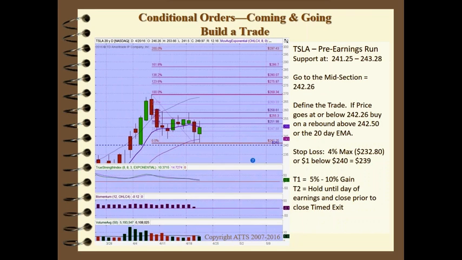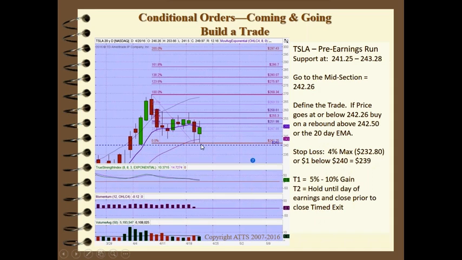So then I went to the midsection, halfway between those two support levels. I said, if prices get to that 242.26, I will buy on a rebound, bouncing back up above 242.50 or the 20-day moving average, which is the 20-day moving average right there. And for the guys online, I'm talking about this line right there, the 20-day moving average. What I have going for me, one, great support, 241.